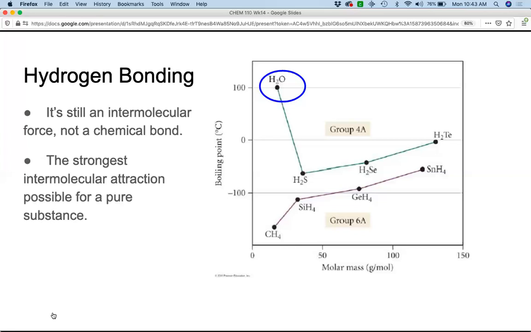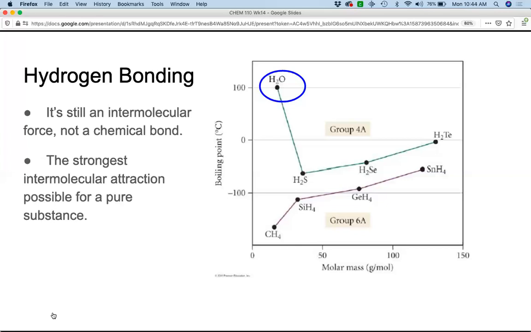And you're going to notice that for the group 6A, we have a general trend that is increasing. And for the group 4A, though, we have this unusual and really striking behavior of water. And that's because water can form hydrogen bonds, whereas H2S, H2Se, and H2Te are less likely to form those strong hydrogen bonds.